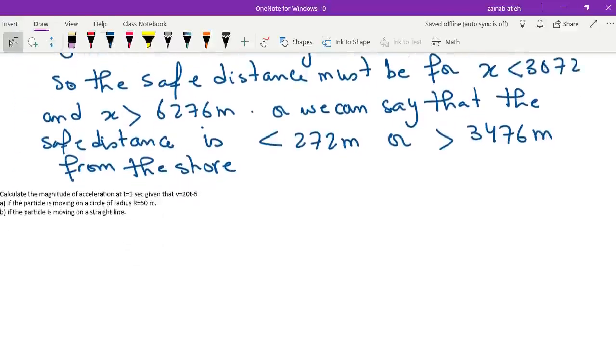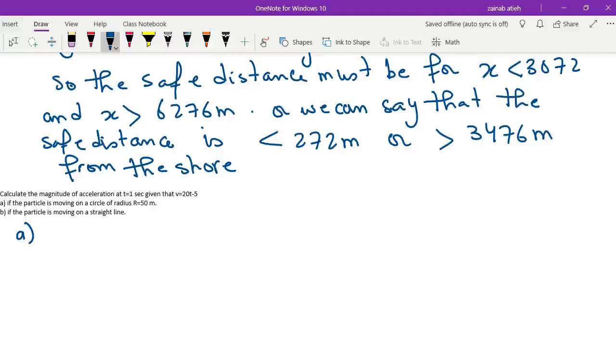هدول من عندي أنا. بقلنا calculate the magnitude of acceleration at t equals 1 second given that v equals 20t minus 5. So هون معطيني هو السبيد، مش معطيني الفكتور. بقول لي in part A the particle is moving on a circle of radius r. كل مرة ما بيعطيني الفكتور أنا مضطرة أجيب ال AT وال AN، ما تنسوا. ال V السبيد بتعطيني ال AT، ما بتعطيني ال AN.